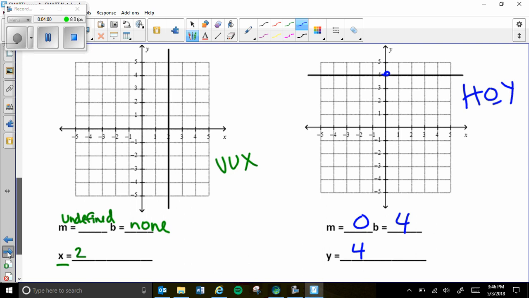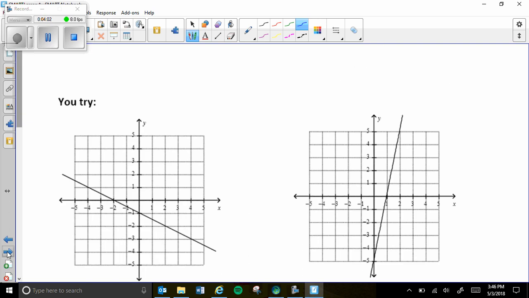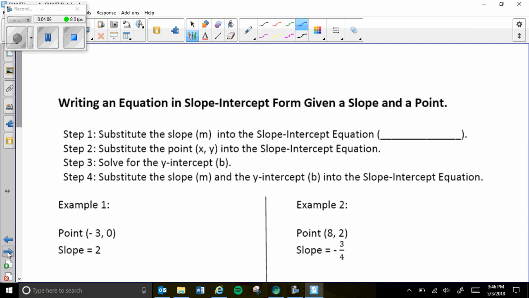On the next page are the you-dos for just that section, but before you do them, we're going to finish the notes. I want you to go ahead and go to the next page where it says writing an equation in slope-intercept form, but this time we're given a slope and a point. The first thing we're going to do is substitute the slope into the slope-intercept equation, which is y equals mx plus b.